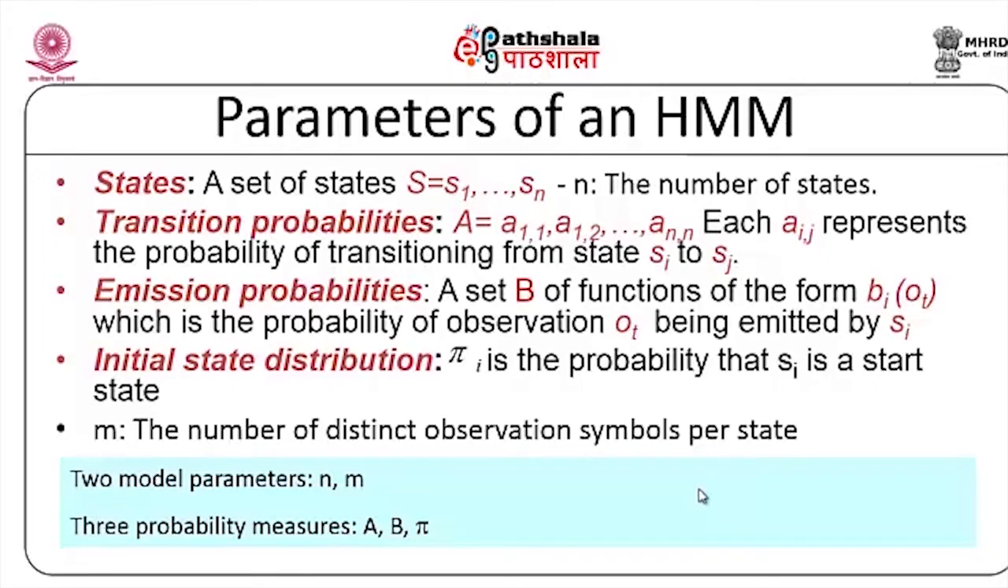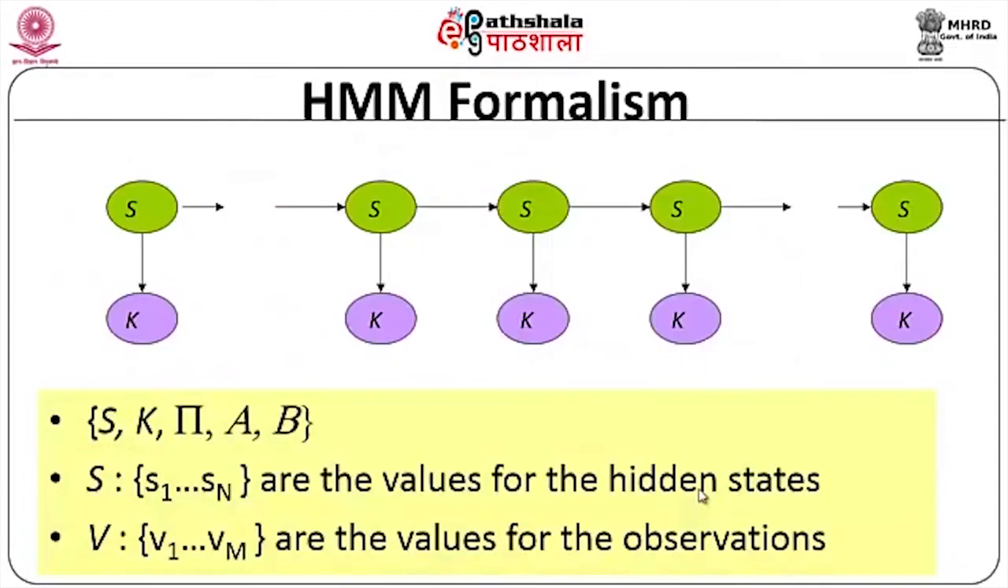And there are three probability measures: A, the transition probability; B, the emission probability, the emission of an observation symbol from the state Si at a time t; and then you have an initial state distribution, which is the probability that a state Si can be the initial state. So, these are the three probability measures. These are the parameters of an HMM. So, just to recap, you have S, K, pi, A, B.